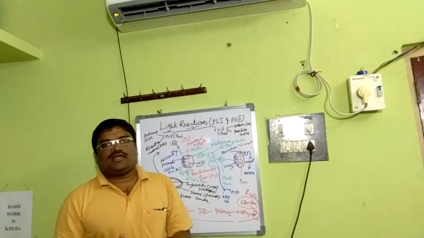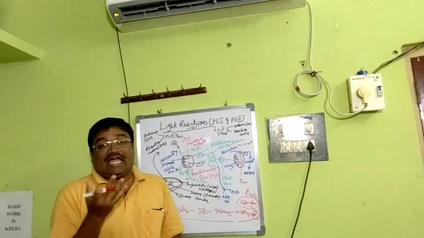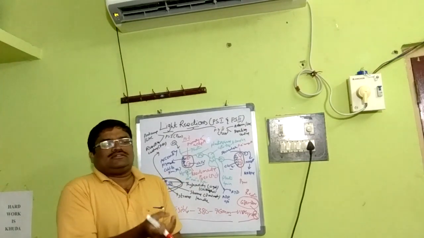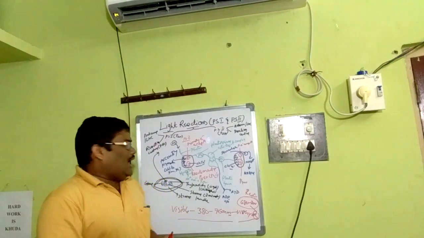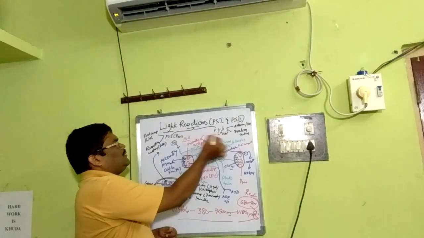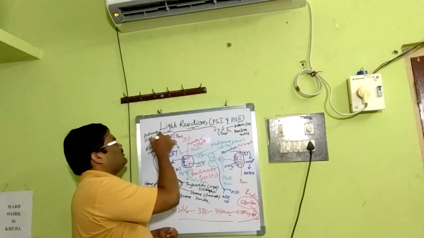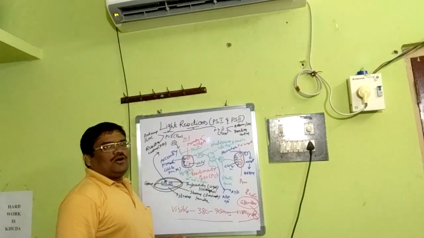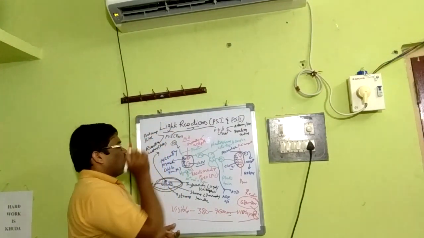This is about the basics. Then how will we start? I told you, photon is a high energy component, the basic brick of light. In both photosystems there are two components: LHC, light harvesting complex, otherwise called antenna, and the reaction center.